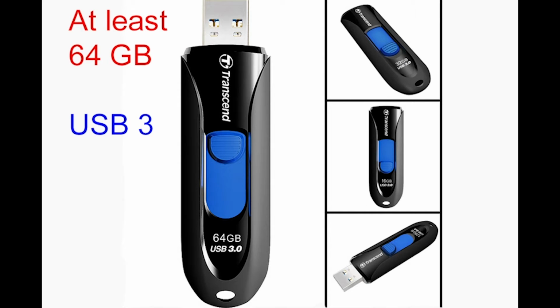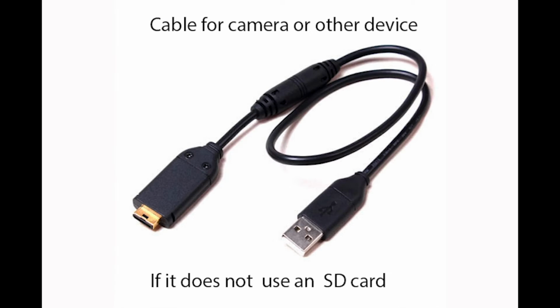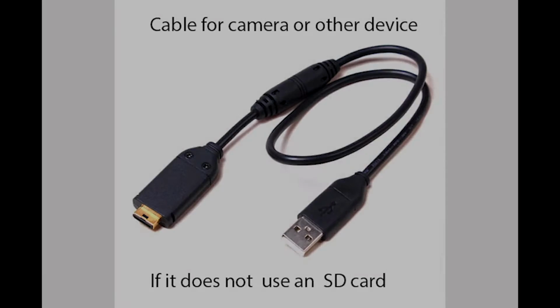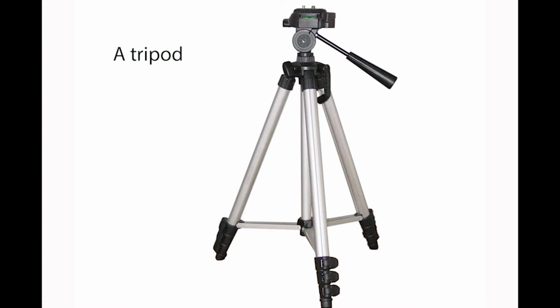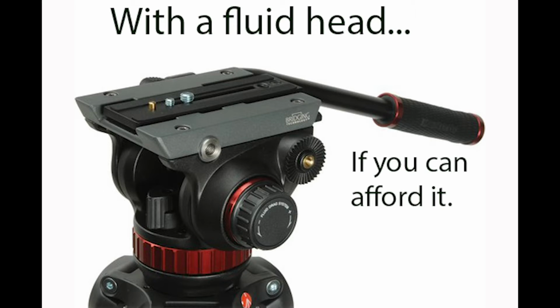A high-speed USB 3 flash drive. This will be for when you want to move data around, particularly for a PC. The cable for the camera or other devices, like if you do not use an SD card, for any device you have, it'd be good to have a cable for that. One other thing that you would like to have would be a tripod, and if you're rich enough, a fluid head for your tripod.